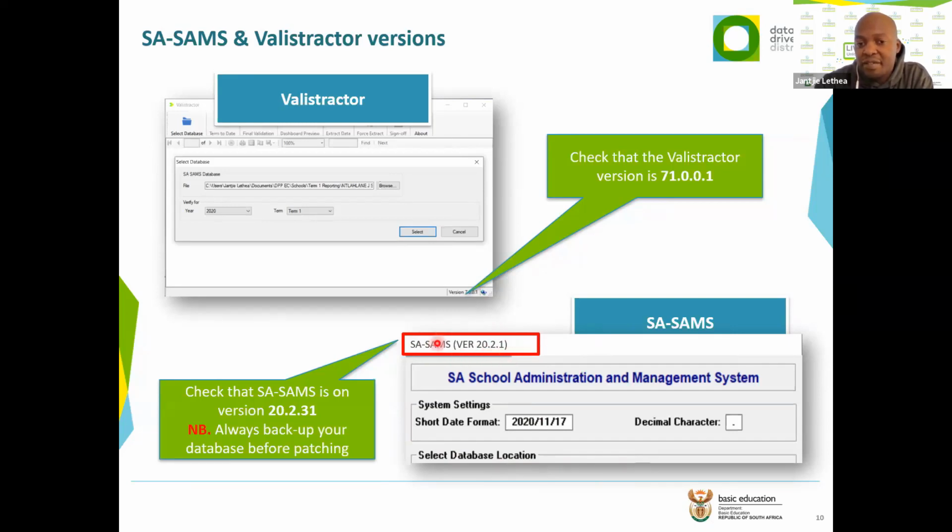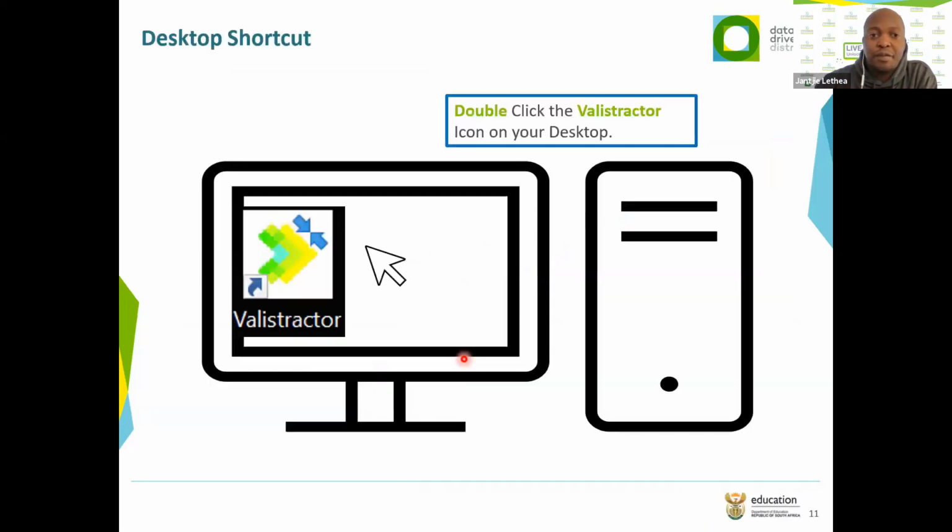If you are not having this version that you are seeing here, just know that you might experience problems when you try to extract, because these two tools are aligned, and this one is going to require you to be using this latest version, and then this one needs to be on the latest version that I've just explained to you, which is 7.1.0.0.1. So these are the first key things that you need to ensure that you have actually upgraded on your computer at your school. And then from there, now we can look at how do you launch the Valistractor.